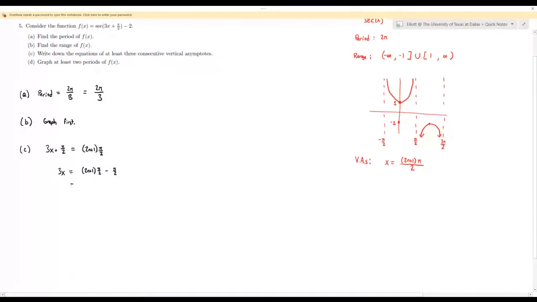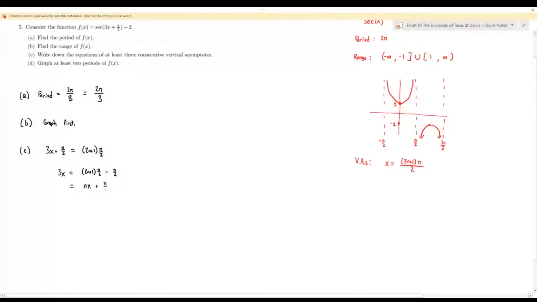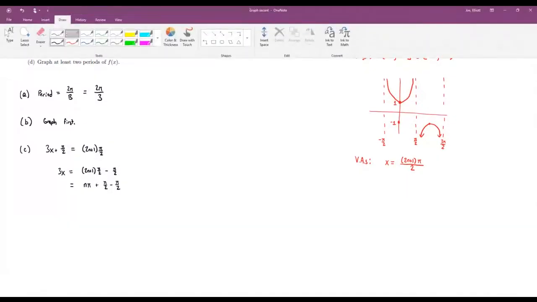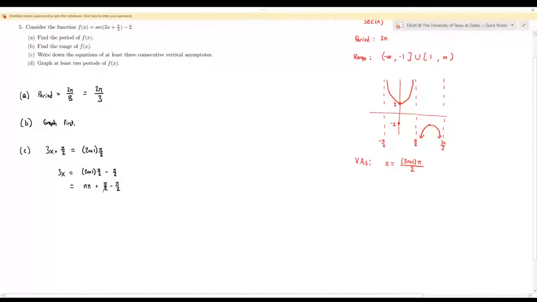Okay. Here, let me go ahead and distribute the pi over 2 into the parentheses. So when I distribute to the 2n, the 2's are going to cancel. When I distribute to the 1, I'm going to get plus pi over 2, which will cancel with this minus pi over 2. So that's kind of nice.